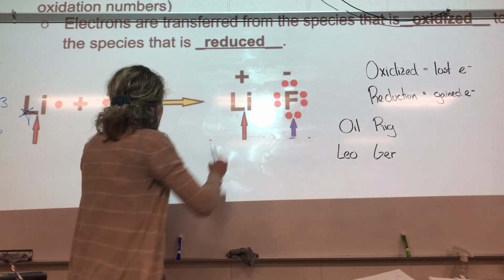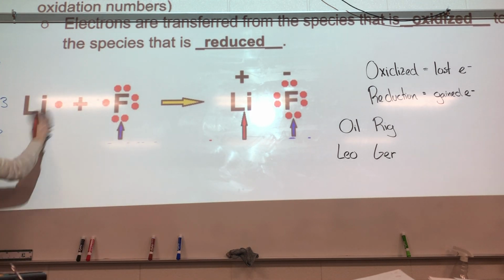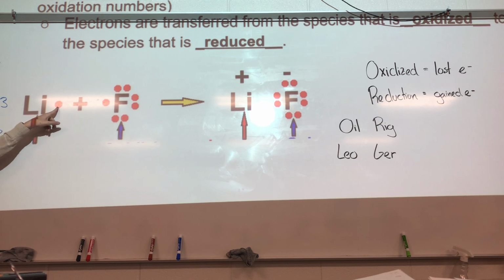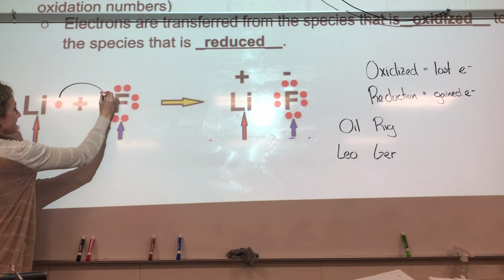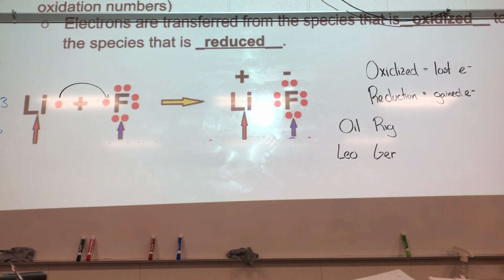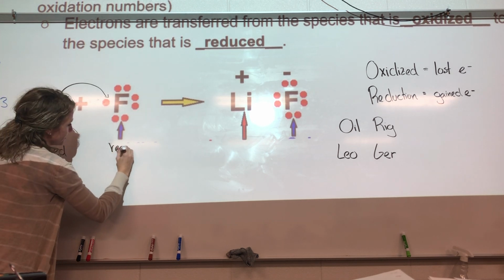But okay, now looking at our picture here, in this synthesis reaction, we see lithium has 1 valence electron, fluorine has 7. When they bond, lithium gives its electron away. So we would say that lithium is being oxidized and fluorine is being reduced.